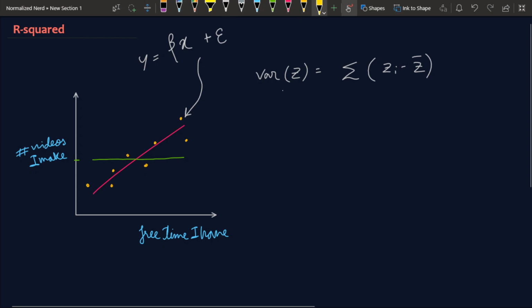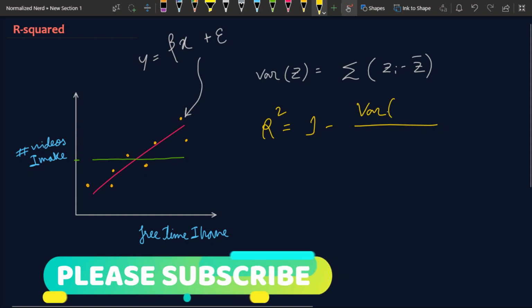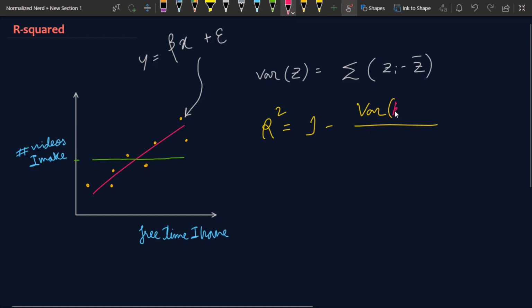So the formula of R squared goes something like this: R squared is equal to 1 minus the variance around our predicted line. I am writing it in red because this variance refers to the variance along this line. Okay, and in the denominator we have the variance along our average line, that is the variance along this line.